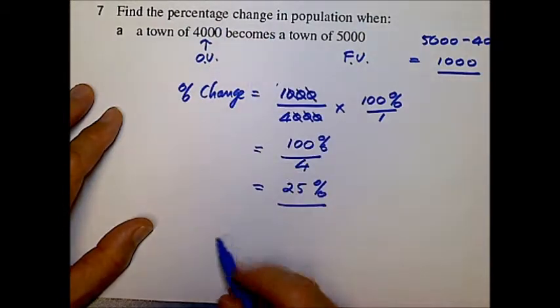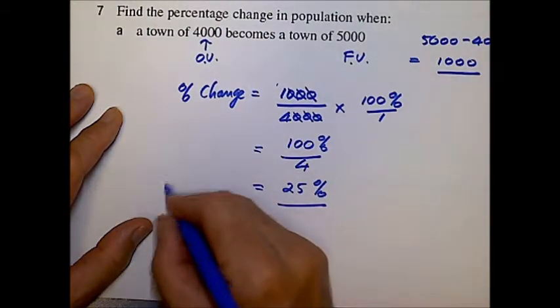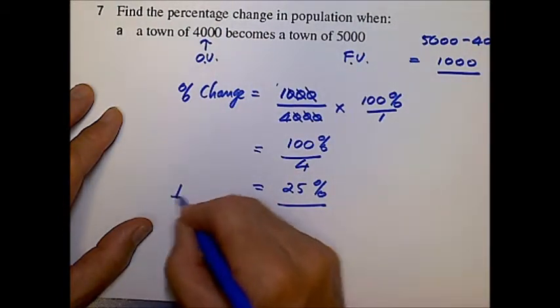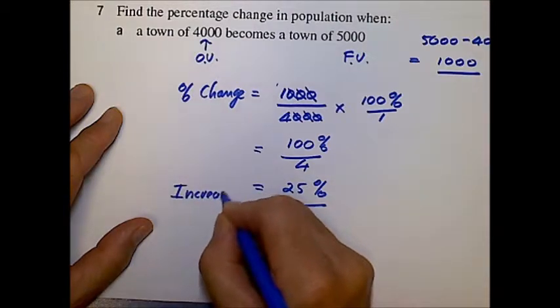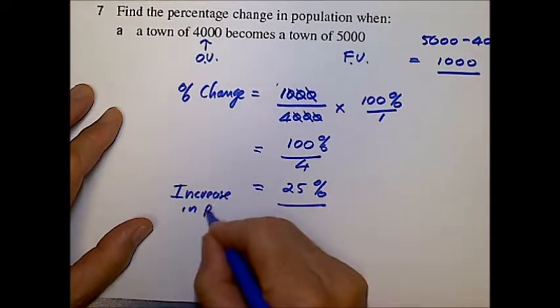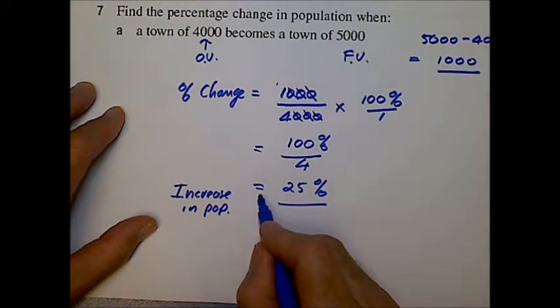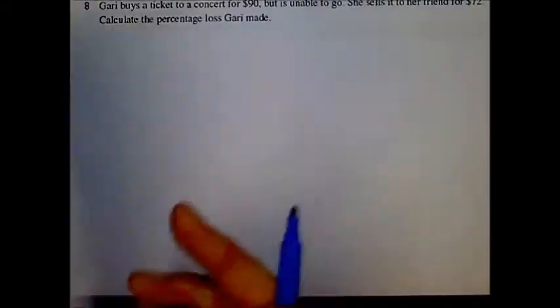So the percentage change, okay, there is an increase in the population, just put POP dot equal to 25%.